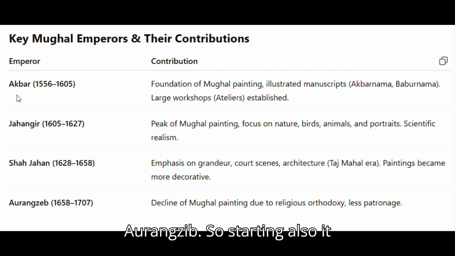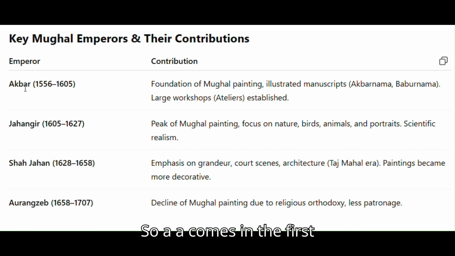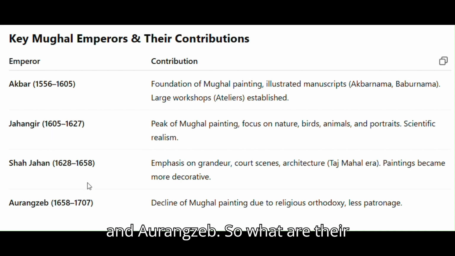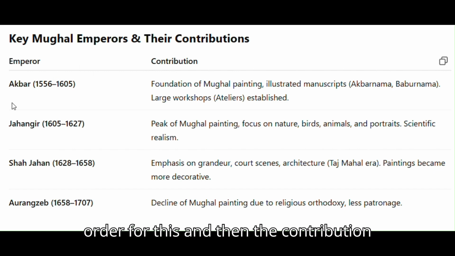Starting it starts with A and ending it's also with A. So A comes in the first letter and the last letter. Next J and S. So just remember as A J S A. First Akbar, next Jahangir, next Shah Jahan and Aurangzeb. So what are their contributions? They may ask the chronological order for this, and then the contribution.